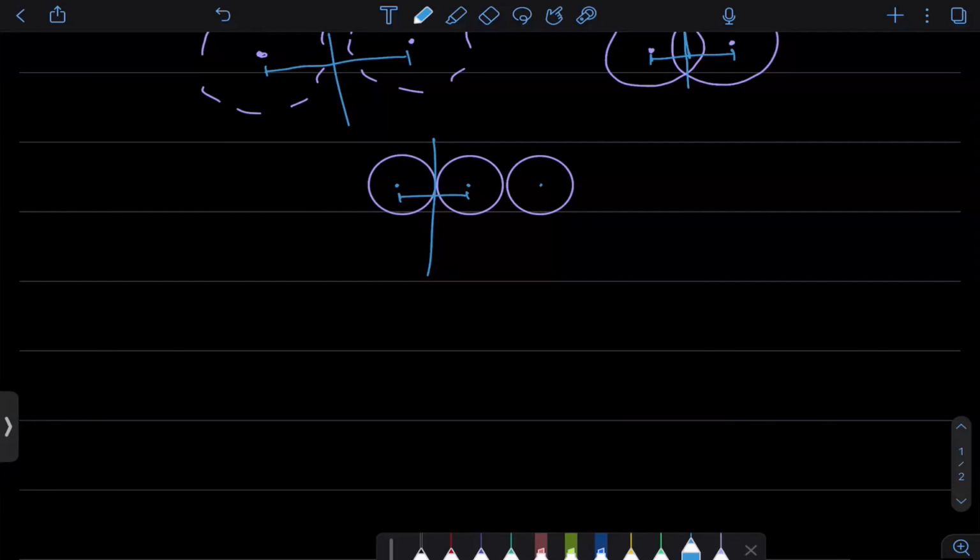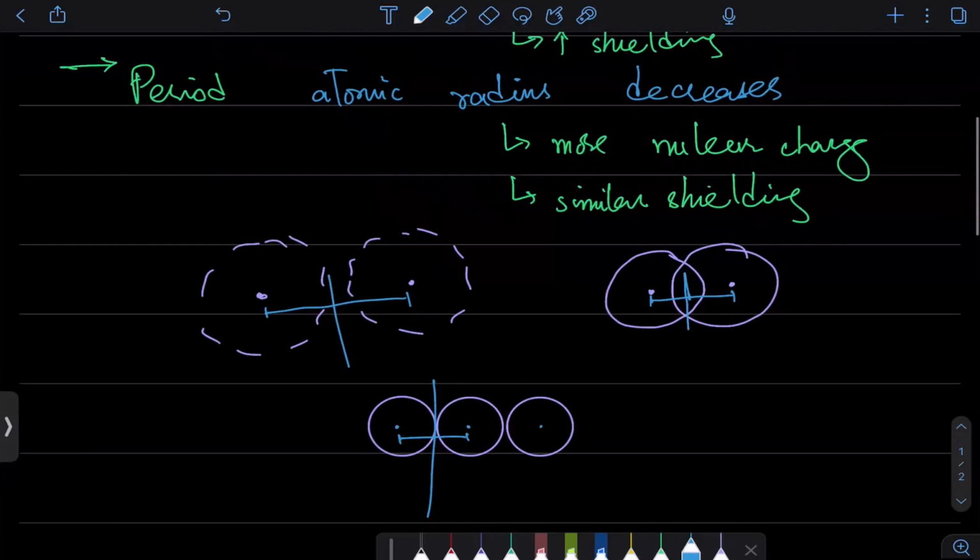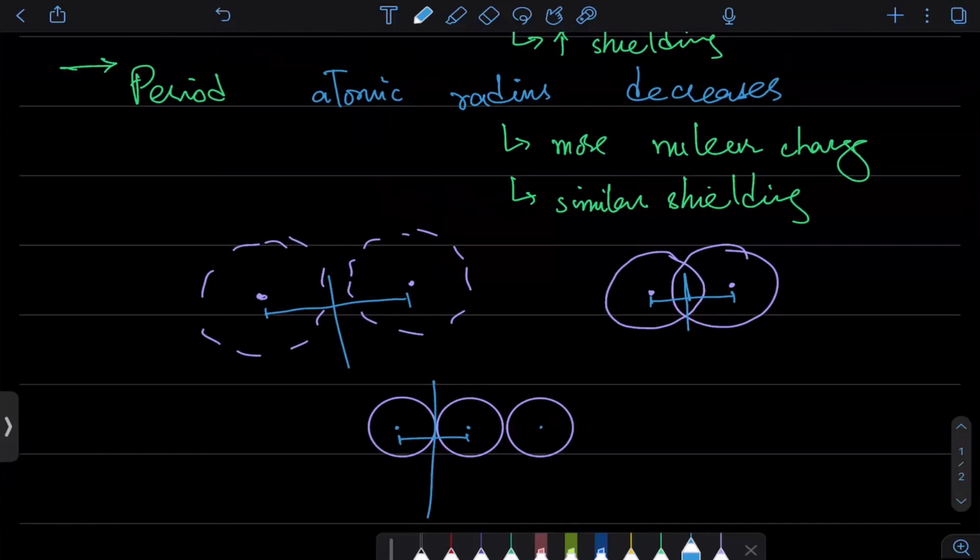So this is 3 different ways by which we measure the atomic radius, and we approximate कि हाँ ये ऐसे ही होगा. And again, because across a period effective nuclear charge increases while shielding remains roughly the same, इनका हम कह सकते हैं कि रेडियस सिमिलर ही रहेगा.